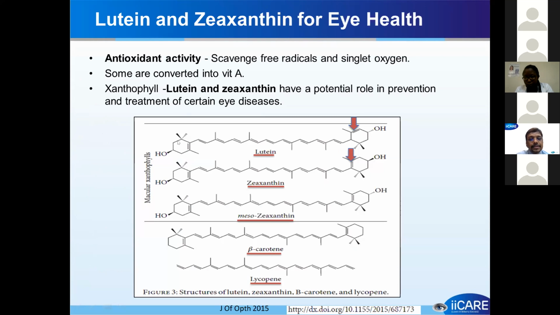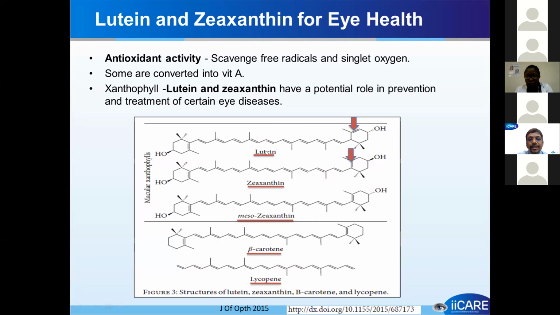If we look at these key xanthophylls which are there in the macula, as we know, this lutein, zeaxanthin, and mesozeaxanthin. These are the isomers basically, and they differ from beta carotene or lycopene in terms of the hydroxyl ring which is there at the end.